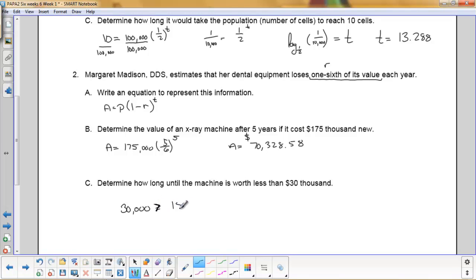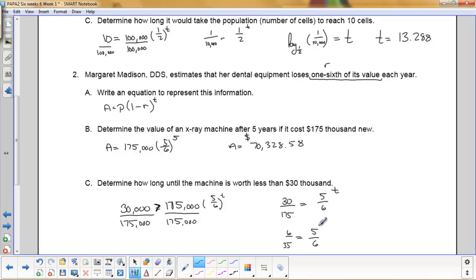So then we're going to start with our 175,000. Same 5/6 value raised to the t power. Divide out 175,000 to the other side. Drop your zeros, and you get 30 over 175, which reduces because they're both divisible by 5. So we get 6 over 35 equals 5/6 to the t.